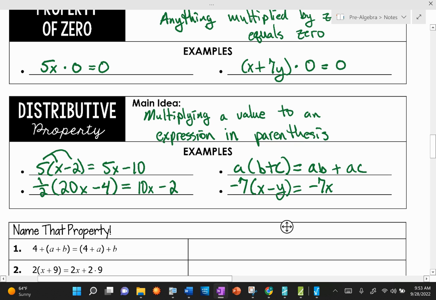So this one is a tough one. We got negative 7 on the outside. We have negative y on the inside. So when you do a negative times a negative, it's a positive. It's going to be positive 7y. Negative 7x plus 7y.